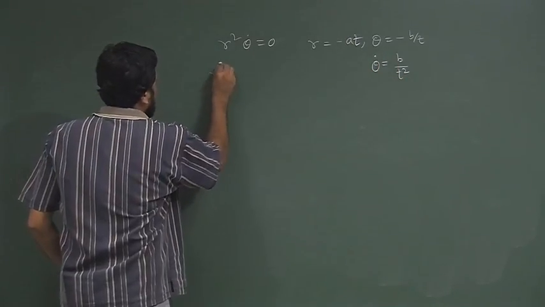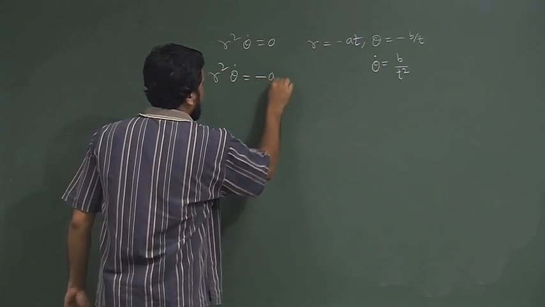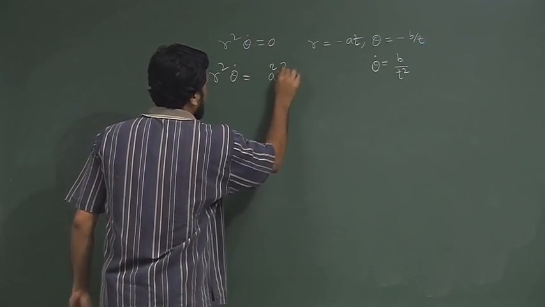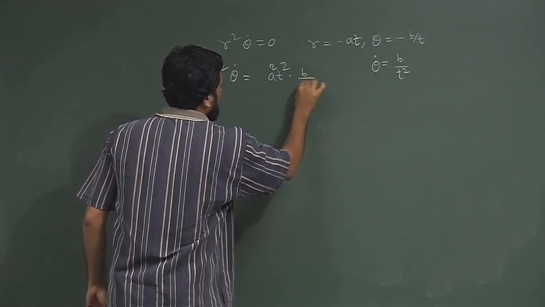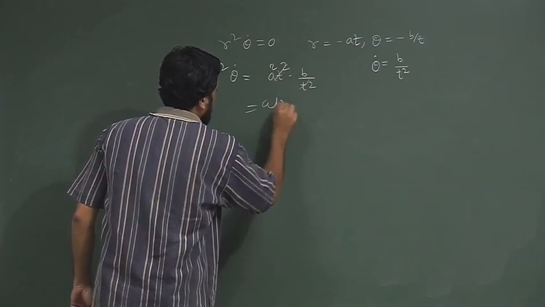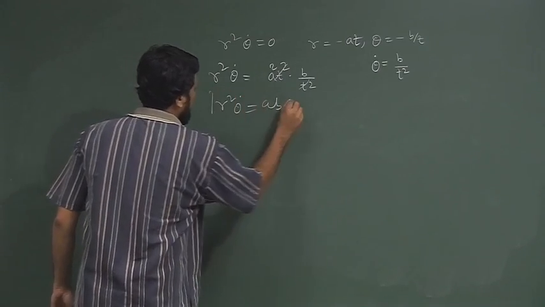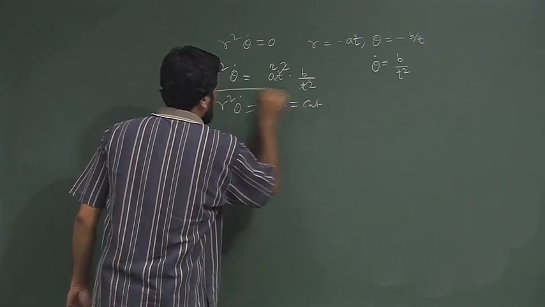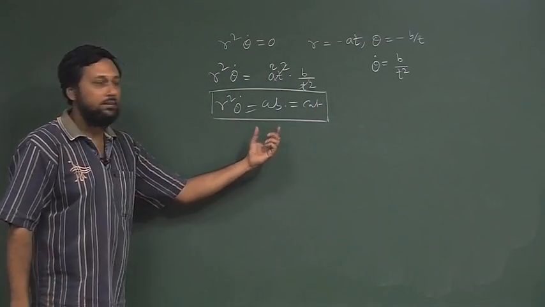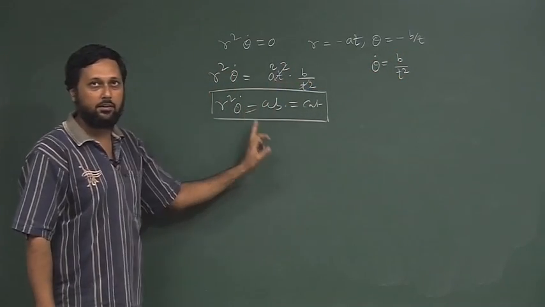So, r square theta dot will be nothing but minus a t, sorry, minus will not be there, a square t square into b by t square, which will be a b. So, r square theta dot is equal to a b, equal to a constant. Okay. So, that is our equation. So, we essentially proved that this orbit represented by this particular set of parametric equation is a central orbit.